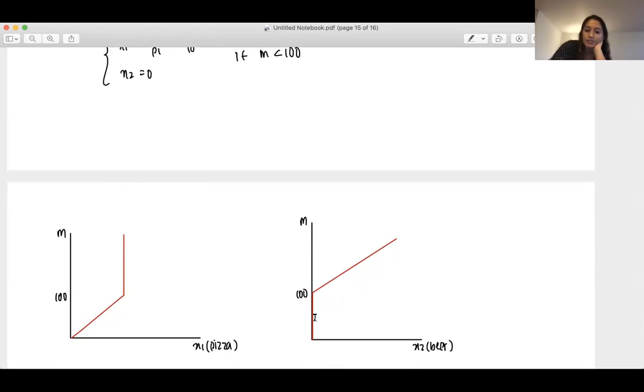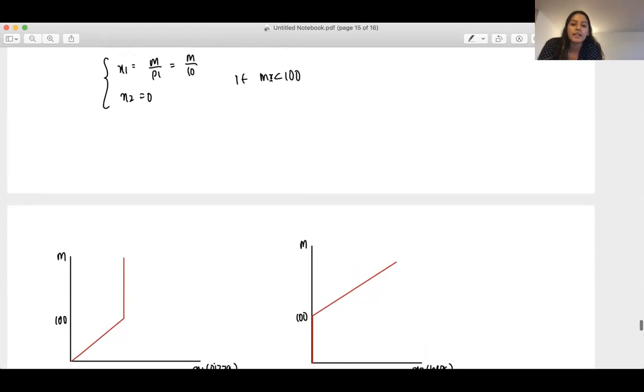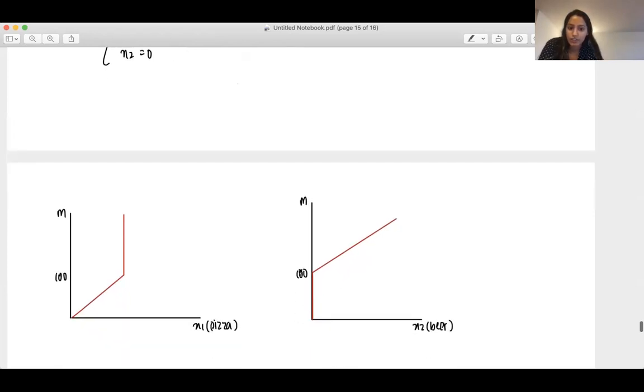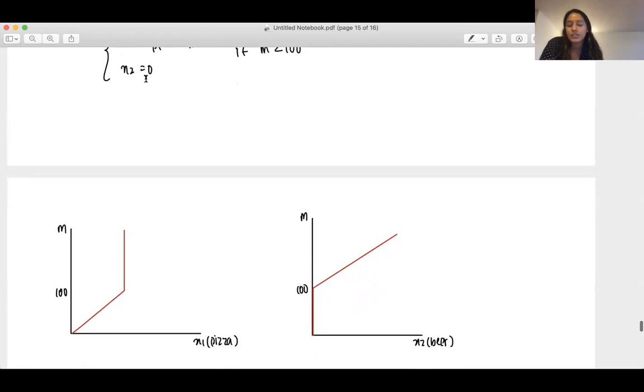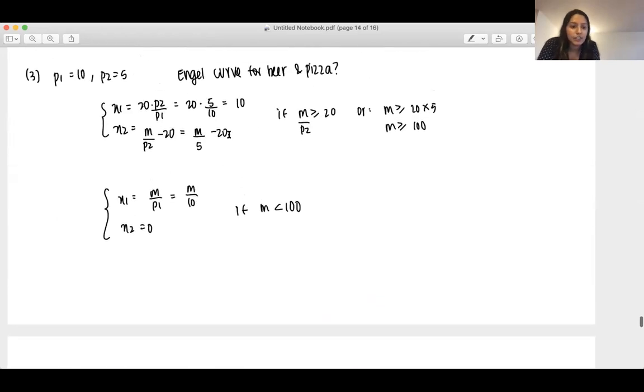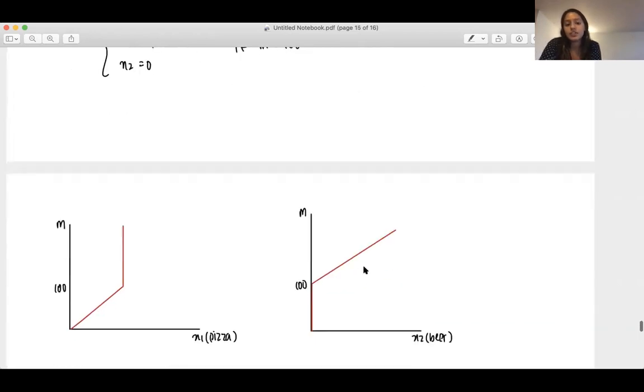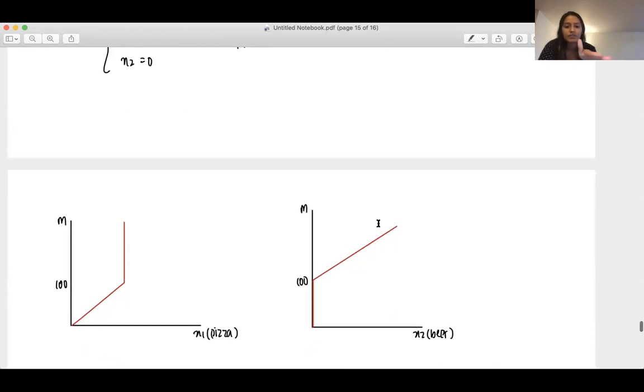And this is the Engel curve for beer. This one is pretty easy as well, because as we know, when the income is less than 100, which is over here, that's where it gets kinked. We know that x2 is just 0, so it's just 0 over here. We don't have to do anything else. But here, it is m over 5 minus 20. So like I said, for the pizza Engel curve, you can do the same here, where you just put in values of m where it's 100, and more than 100, to connect the dots.